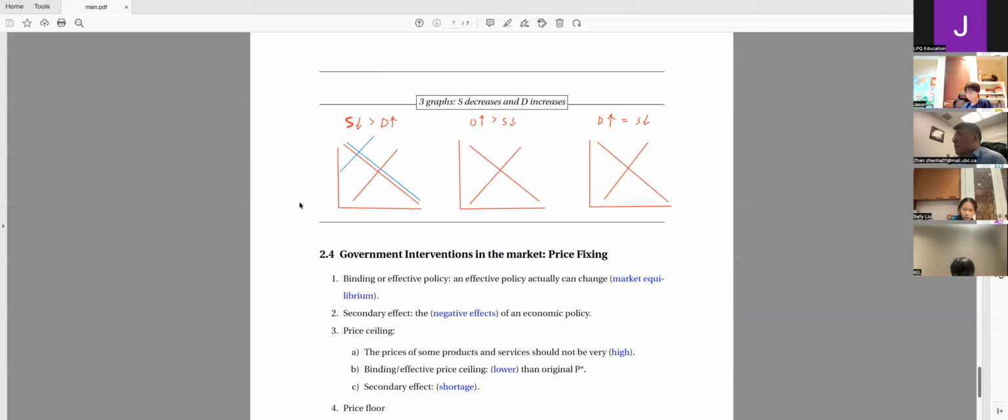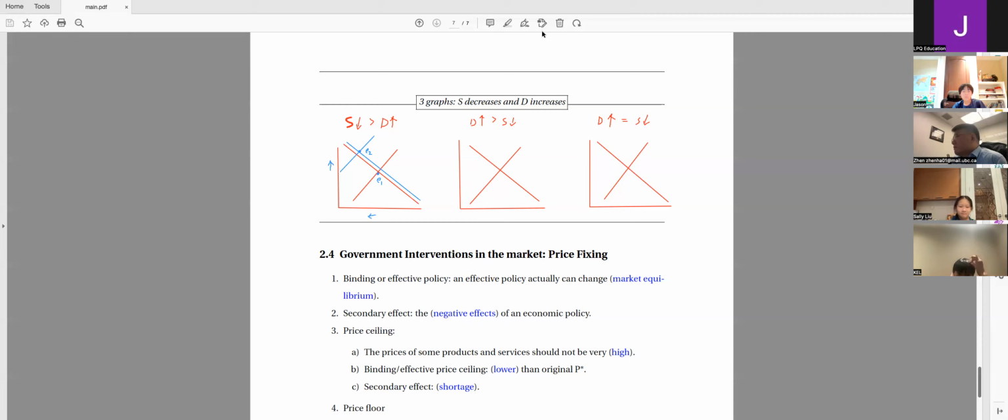Then you find the first intersection and label it E number 1. The second intersection, you label E number 2. Then finally you compare E number 1 and E number 2. So the equilibrium price is increasing and the quantity is decreasing. This is the first graph.